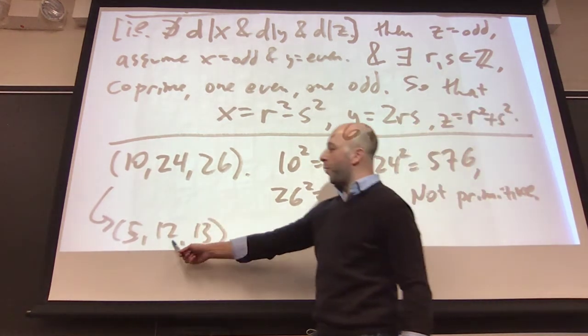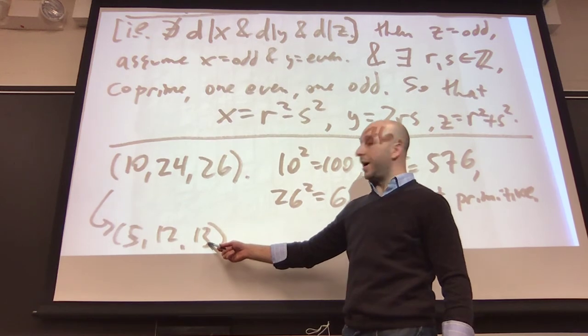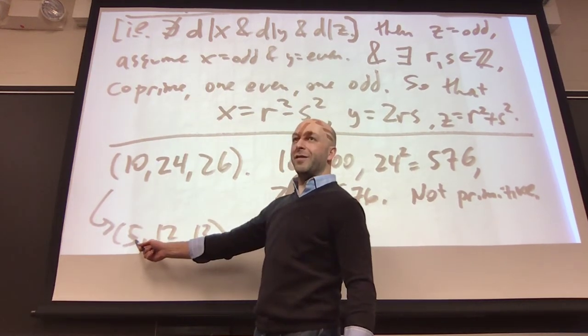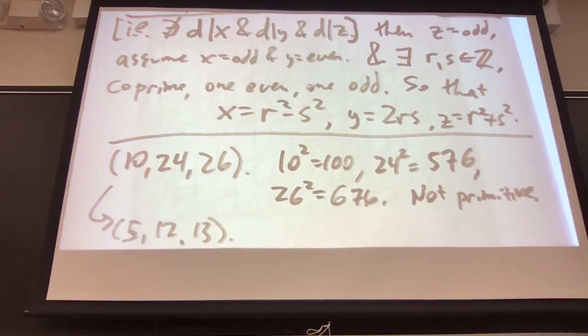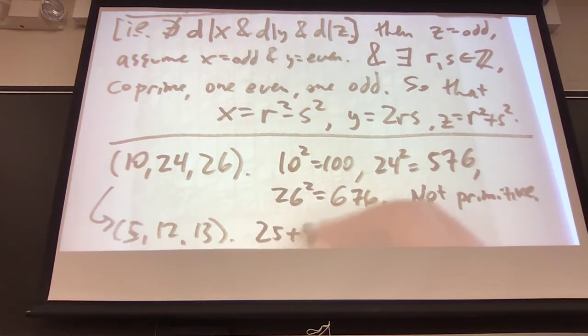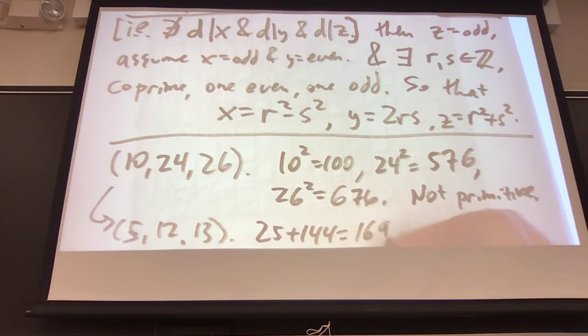12 squared is 144, 13 squared is 169. 144 plus 25 is 169. Okay, so now, is this primitive? Yes. So this is primitive. 25 plus 144 is 169. And yes, primitive. Let's try this one. Yes, this is primitive.